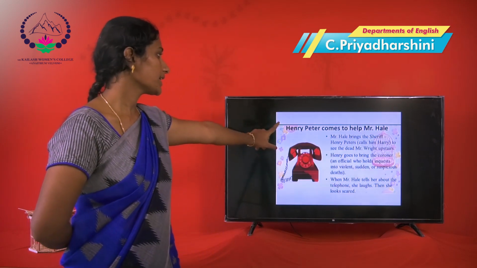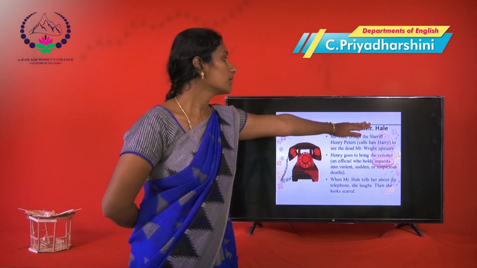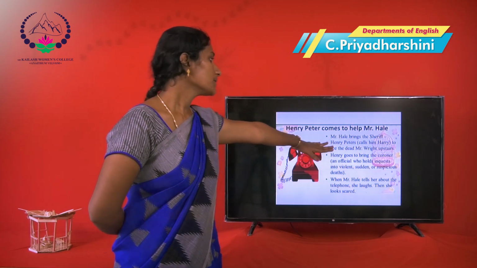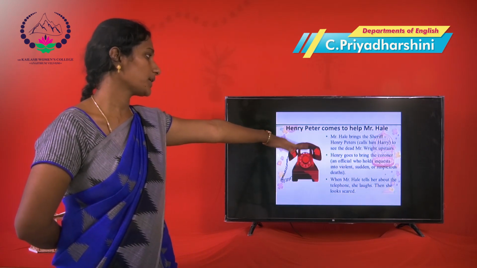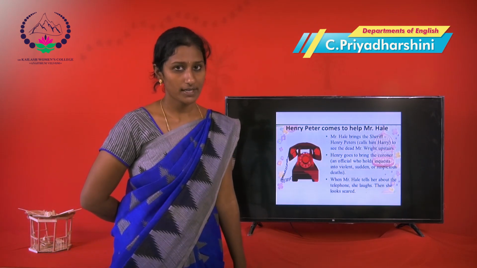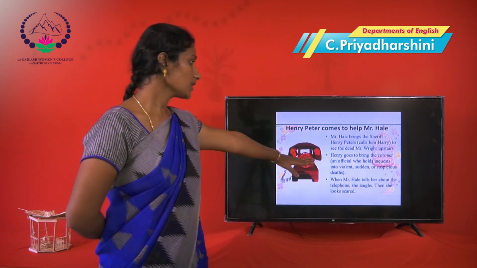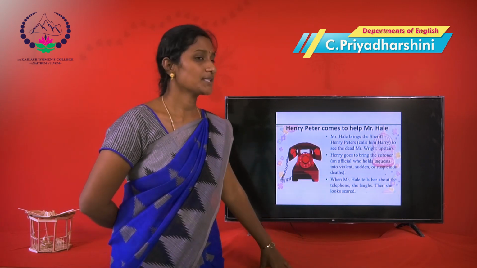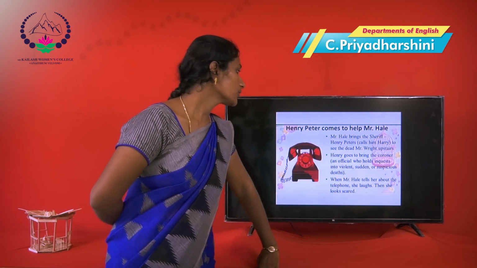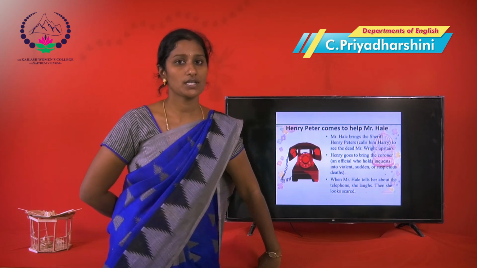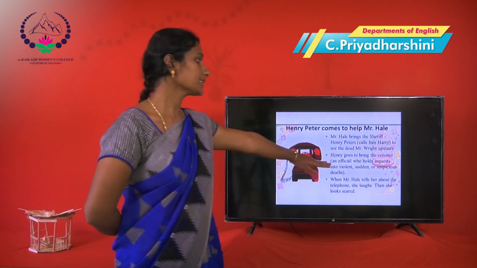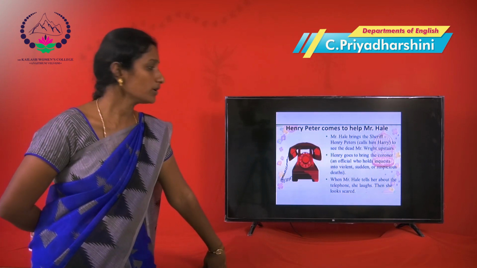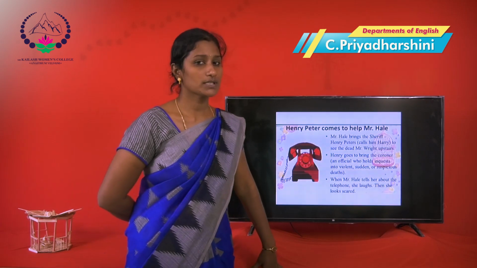Next we see Henry Peters comes to help Mr. Hale. Mr. Hale brings Sheriff Henry Peters to see the dead Mr. Wright. Next, Henry goes to bring the coroner. Coroner means an official who holds an inquest into a suspicious or violent death. So, that is the coroner. Next, when Mr. Hale tells her about the telephone, she laughs, then looks scared.